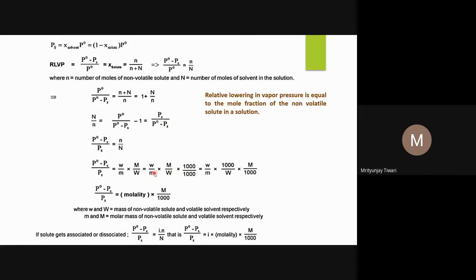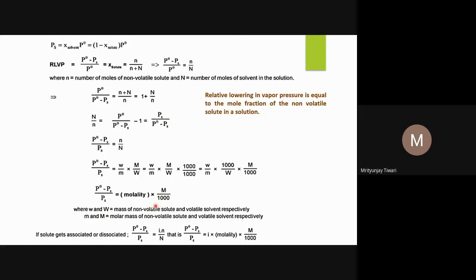So this W by M into 1000 by capital W, that entire thing I can write as molality, and what is left is the capital M in the numerator and 1000 in the denominator. So the formula is this: P naught minus Ps divided by Ps is equal to molality into capital M divided by 1000. The capital M here, again I am repeating, is the molar mass of the solvent, which is the volatile component of the solution.